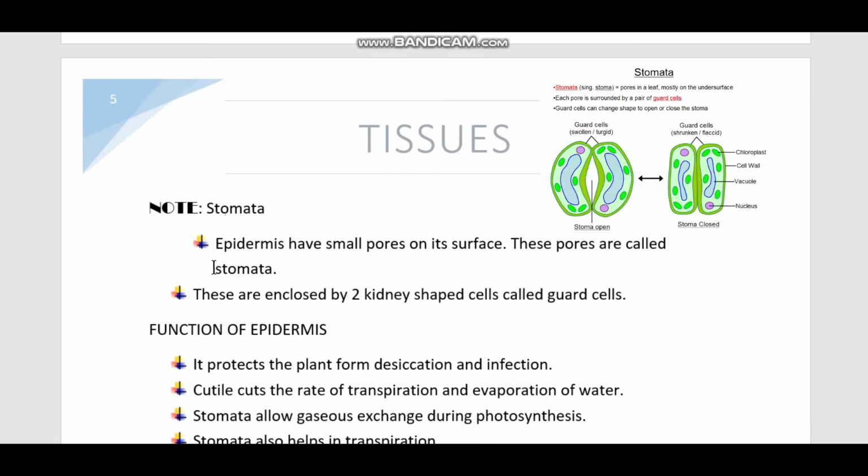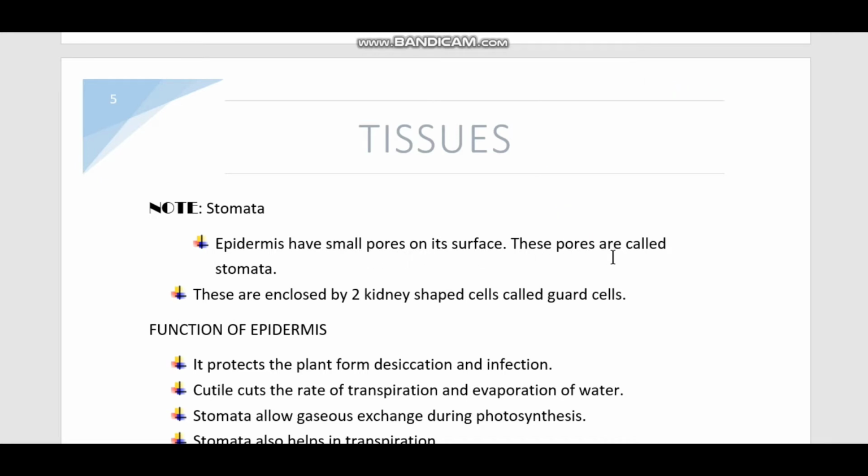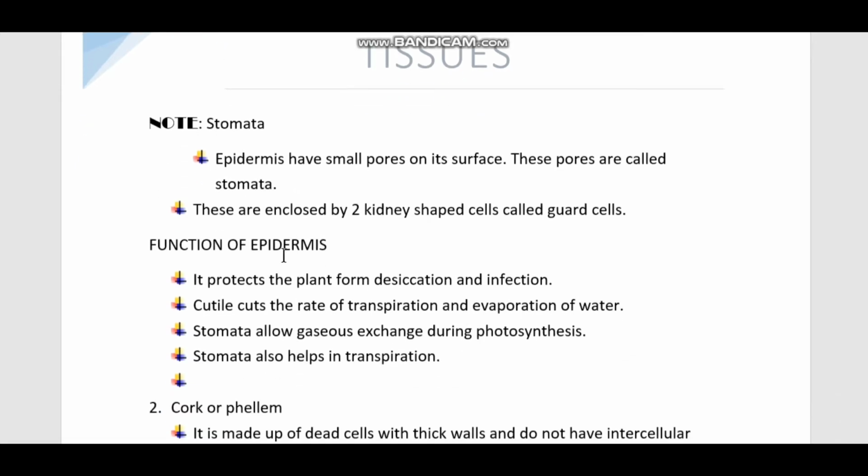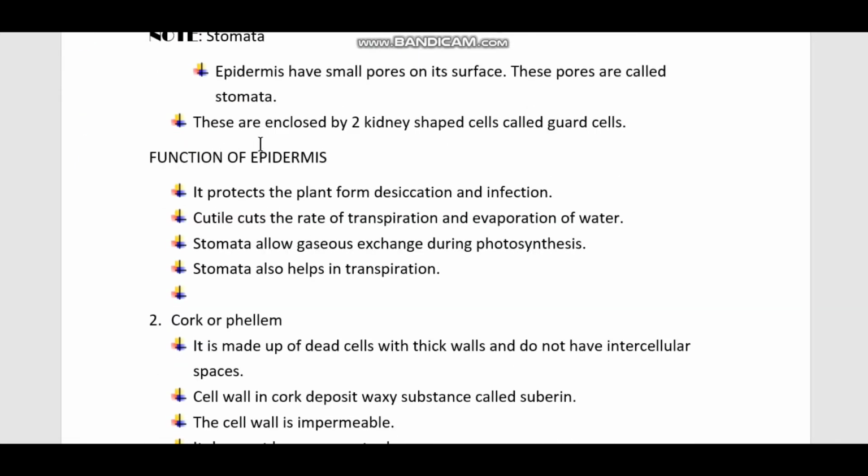Note the stomata. Epidermis has small pores, like small holes, on its surface. These pores are called stomata. The stomata is enclosed by two kidney-shaped cells called guard cells.